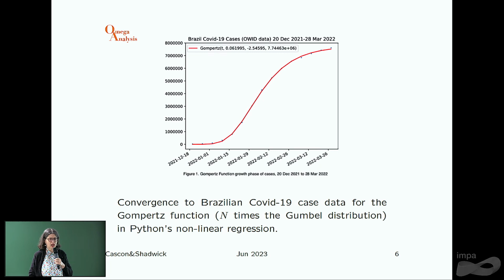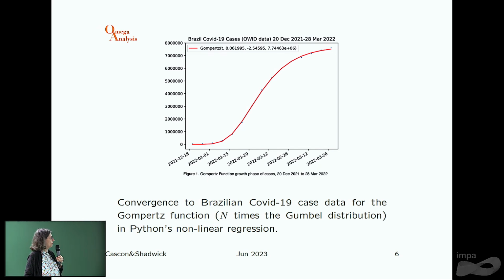We did a long paper about that. You can find it by searching Cascon, Shadwick, COVID-19. And we haven't published in a smaller format yet.